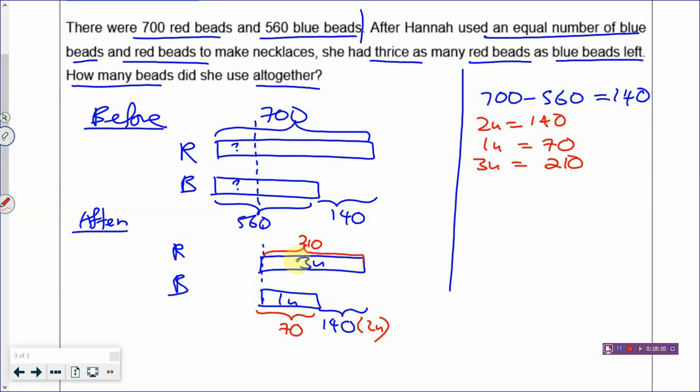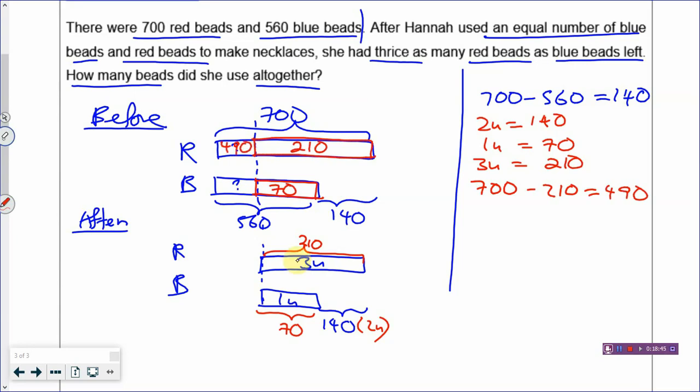Okay, and then you can work backwards. All right, how do you work backwards? You can see that there are 210 red beads left. So if you look at this part of the model, that is also the leftover, which is 210. And then you look at the blue beads. This is the leftover, and it is 70 also. So now can you find how many red beads did Hannah use? 700 minus 210, you get 490. So Hannah used 490 red beads.